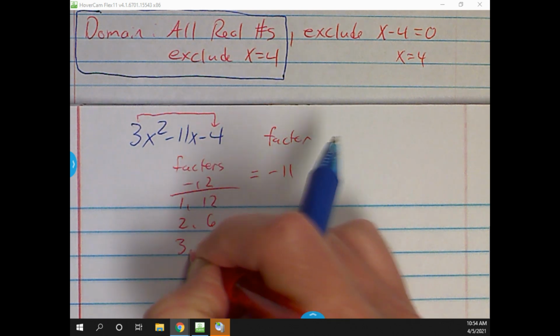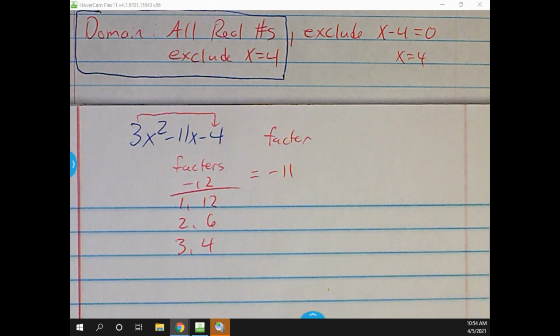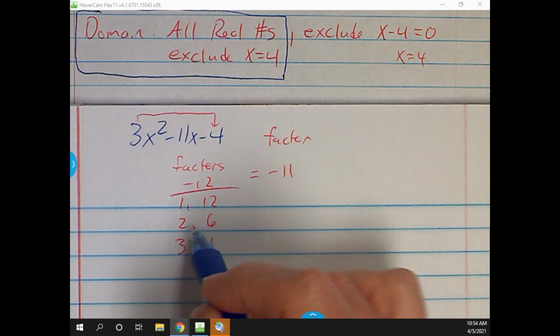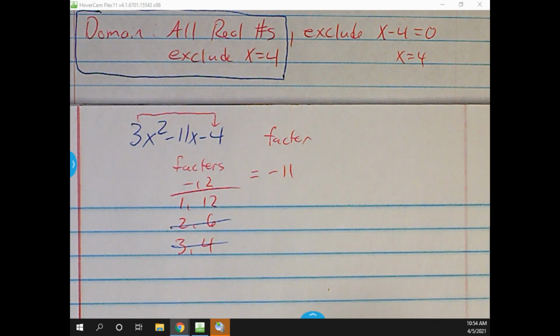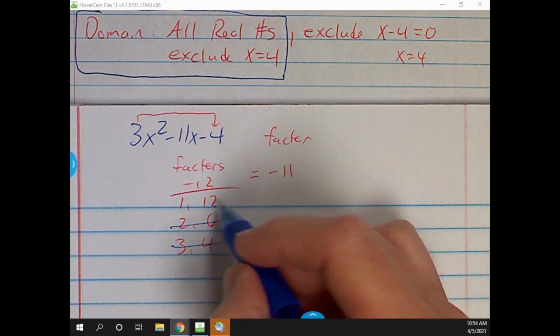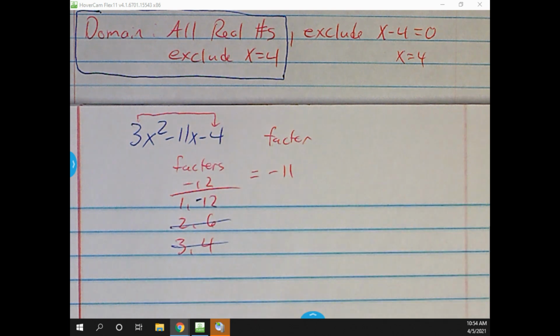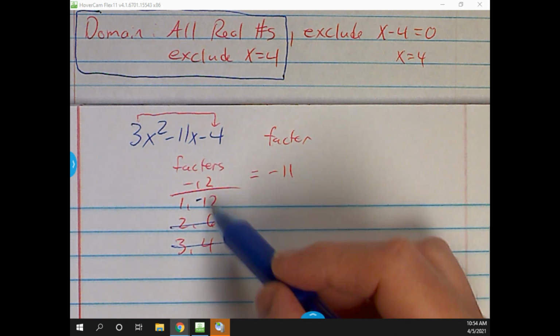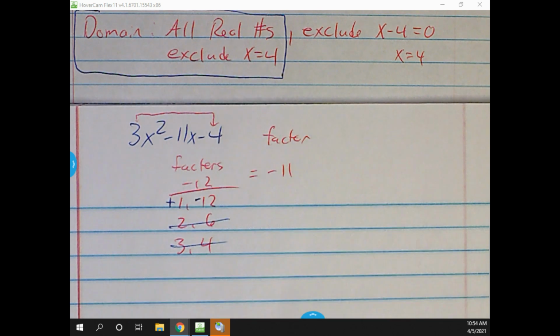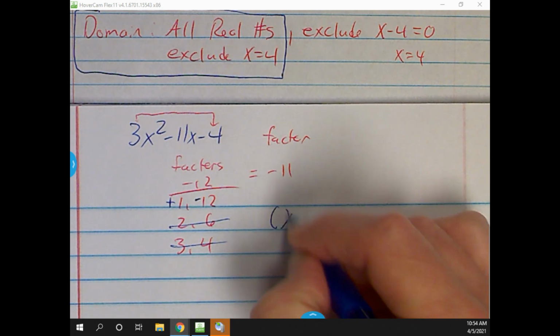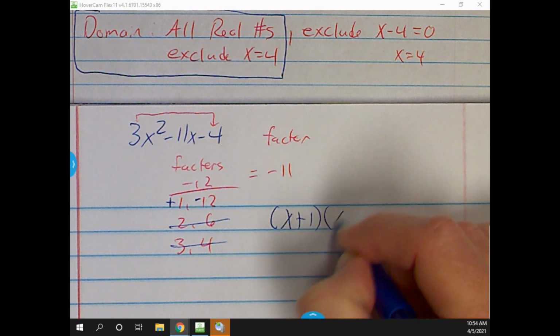Okay. And if you list off all your pairs of factors, there's no way you can take 2 and 6 or 3 and 4 and get 11, so it's got to come down to the 1 and the 12. The B term is negative, so we'll put that sign with the bigger number. And then if we divide a negative by a negative, it makes the other number a positive. So we're going to use x plus 1 and x minus 12.